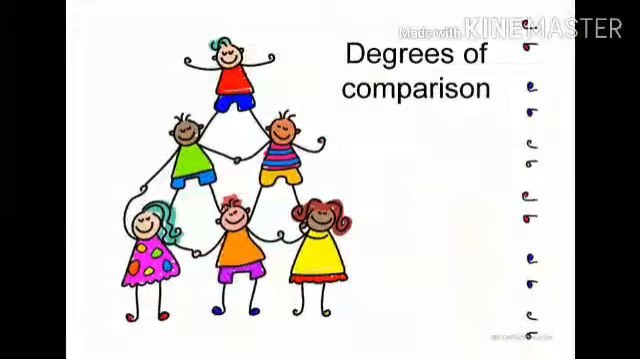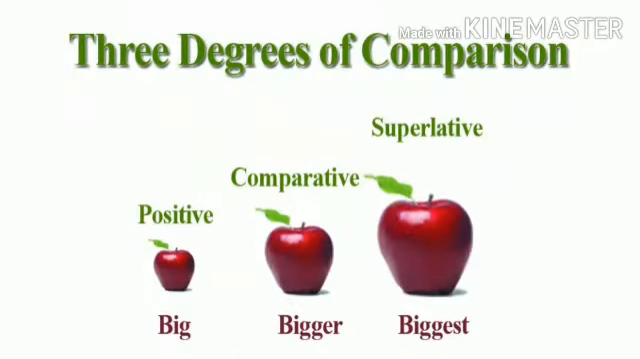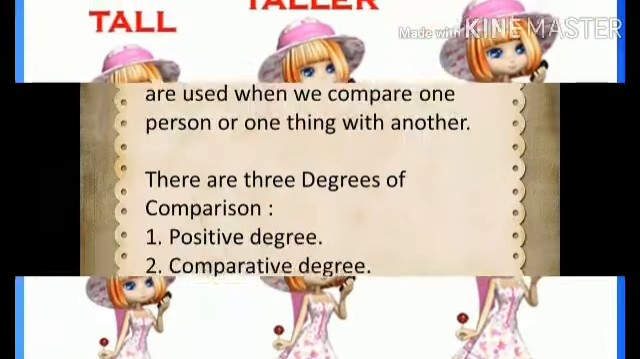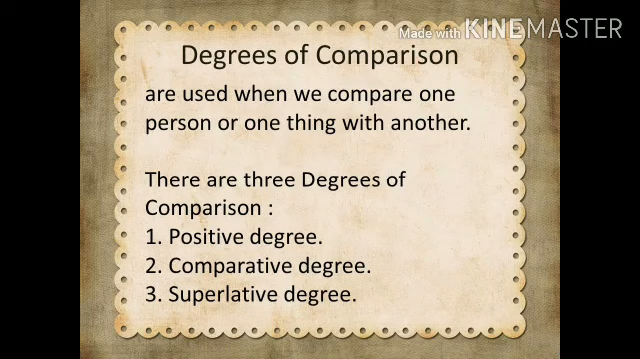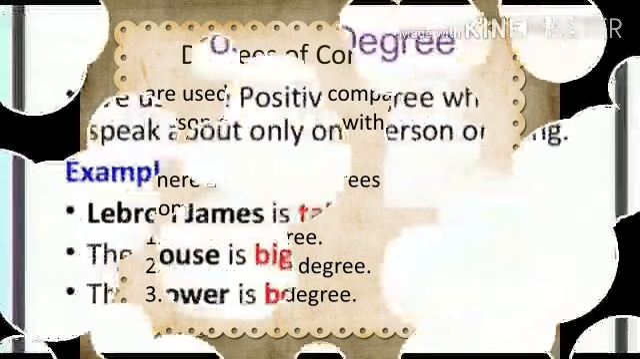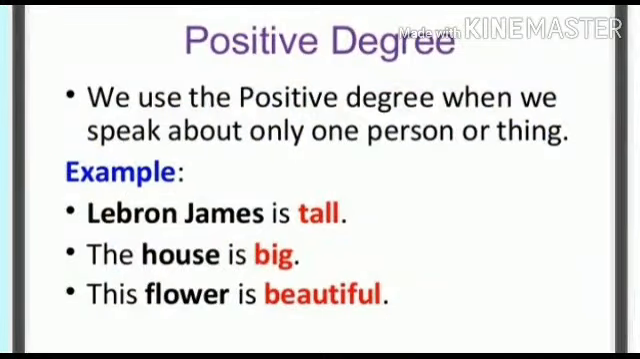We use adjectives to compare the things or the persons. There are 3 degrees of comparison: positive degree, comparative degree, and superlative degree. Let's discuss these degrees in detail. Positive degree is used when we talk about only one person or thing, when no comparison is made.